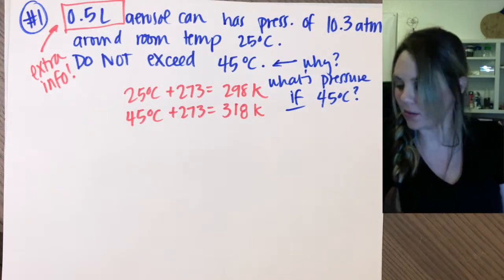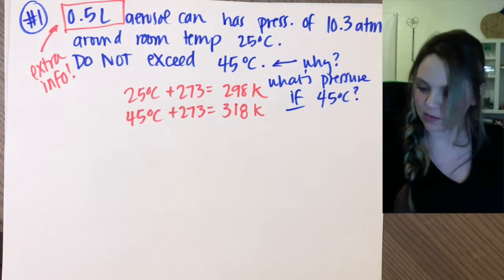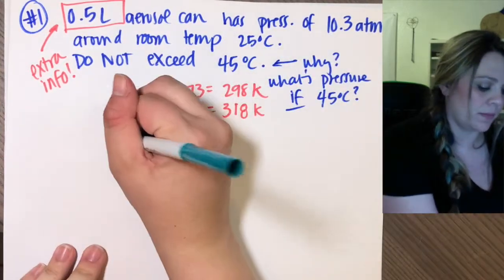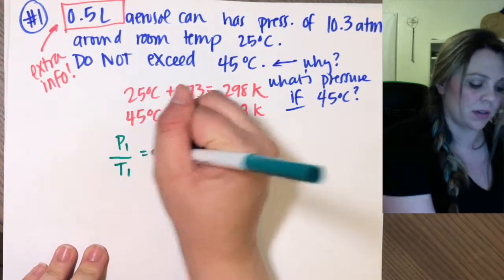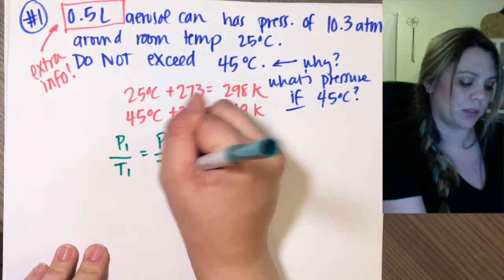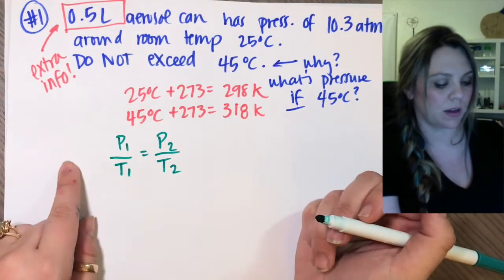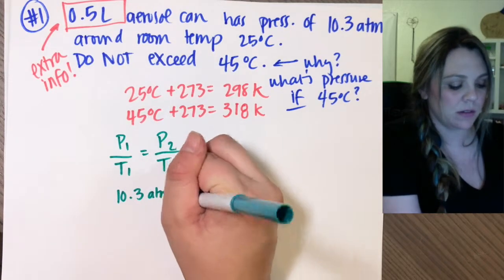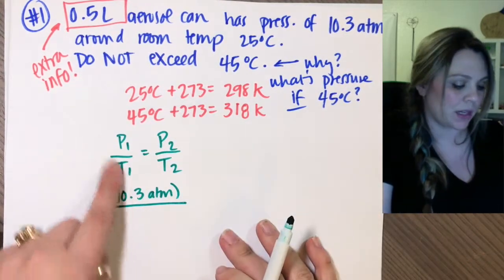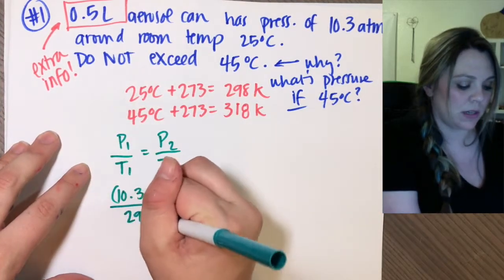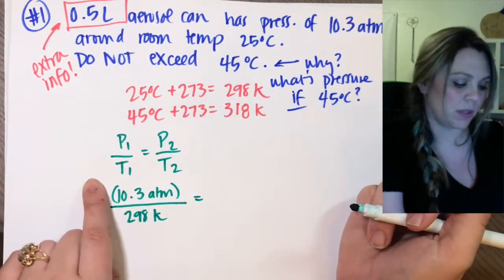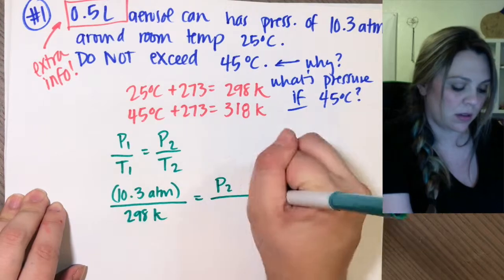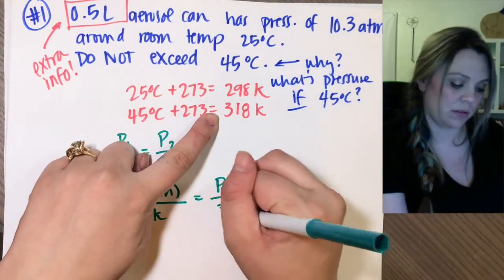Now I can actually plug in. Pressure 1 divided by temperature 1 equals pressure 2 divided by temperature 2. And I just plug stuff in, okay? So my initial pressure, 10.3 atmospheres, divided by my initial temp, which would be 298 Kelvin, equals my final pressure, which I don't know, I'm trying to find out, divided by my final temp, 318 Kelvin.